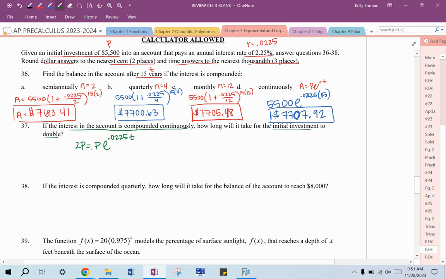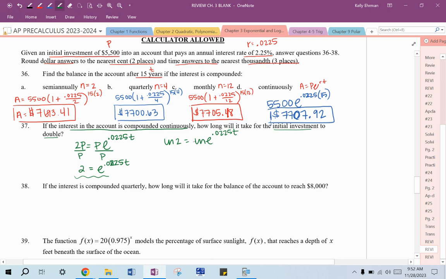The first step for solving an exponential equation is always to get the e by itself. So you're going to divide the P out and get 2. Even if you did take the time to say 5,500 and 11,000 here, and then divide, they're still going to divide out to 2 in the end. So you should get to this equation. And then to solve that, we need to natural log both sides of the equation.